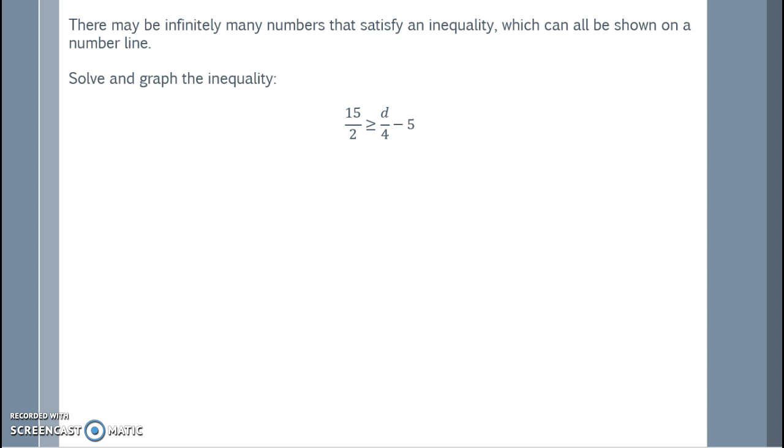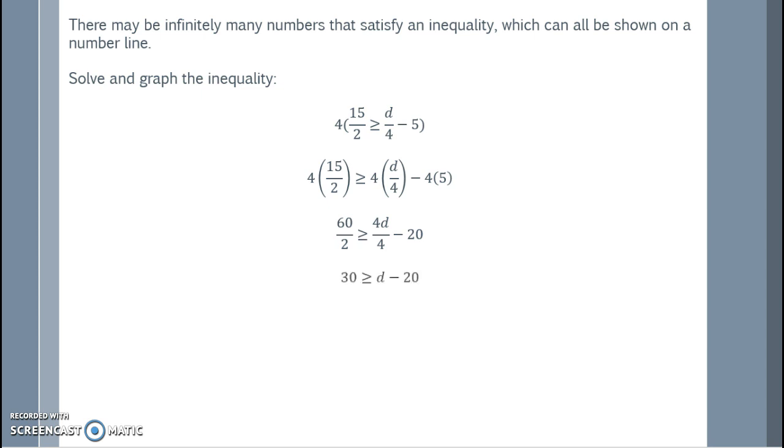Solve and graph the inequality. I'm going to multiply by its least common denominator between 2, 4, and 1. So when I multiply everything by 4, even that 5 gets multiplied by 4, even though it doesn't have a fraction. Gives us 60 halves is greater than or equal to 4d over 4 minus 20. I can actually divide them through to get whole numbers. So 30 is greater than or equal to d minus 20.